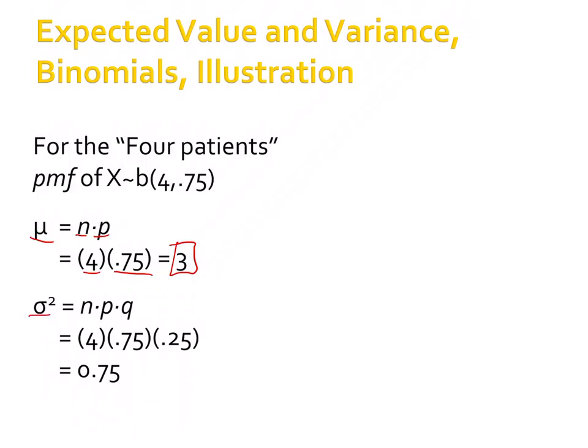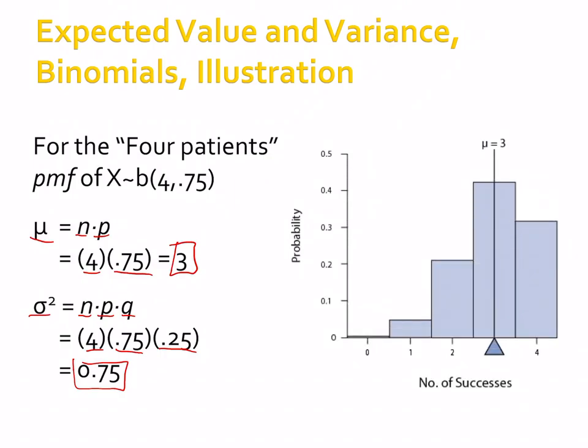The variance is our sigma squared, so you take your n times p times q, so 4 times 0.75, and then our q, remember, is 1 minus p, which is 0.25. Multiply those out, and you get our variance of 0.75. This is just an illustrated example showing you the number of successes on average, for your mu, 3.